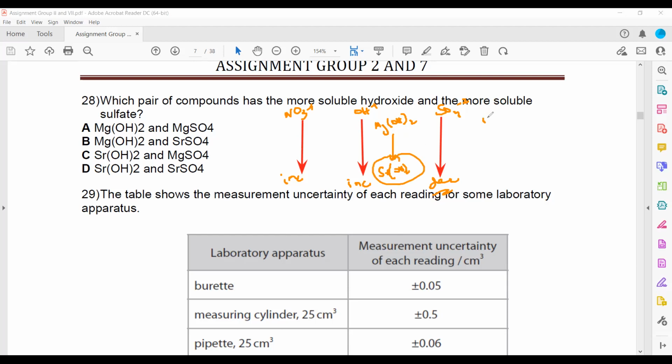But what about sulfate? For sulfate, the solubility decreases as we go down the group. So strontium sulfate will be less soluble and magnesium sulfate is more soluble. So as we go down, it decreases. So magnesium sulfate is more soluble. Which pair? Magnesium sulfate more soluble, whereas strontium hydroxide more soluble. So option C will be the right answer.